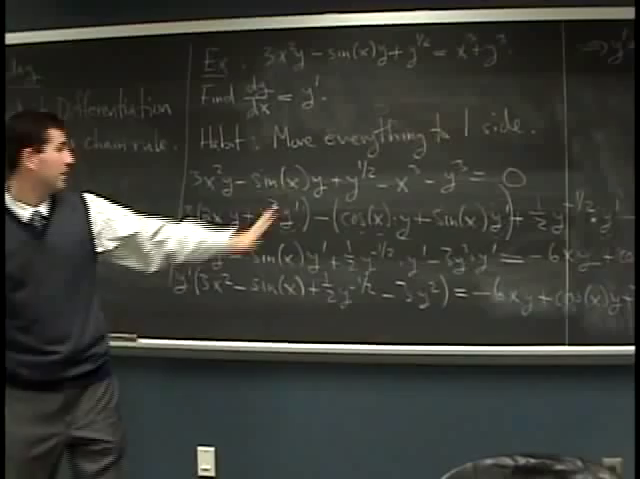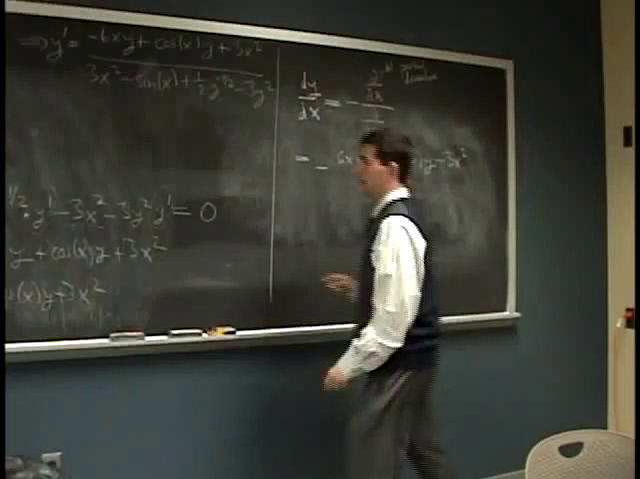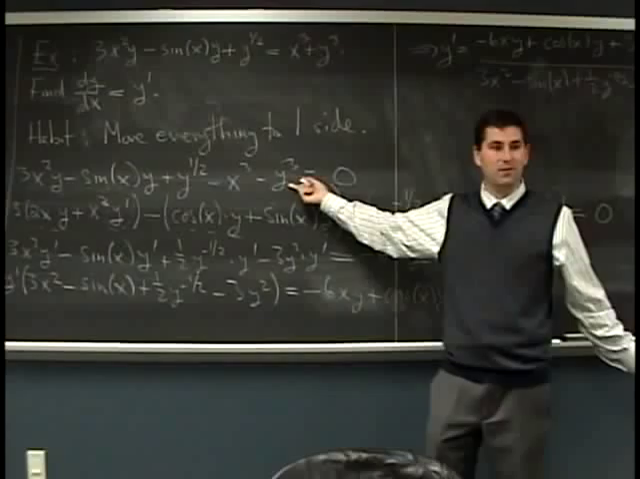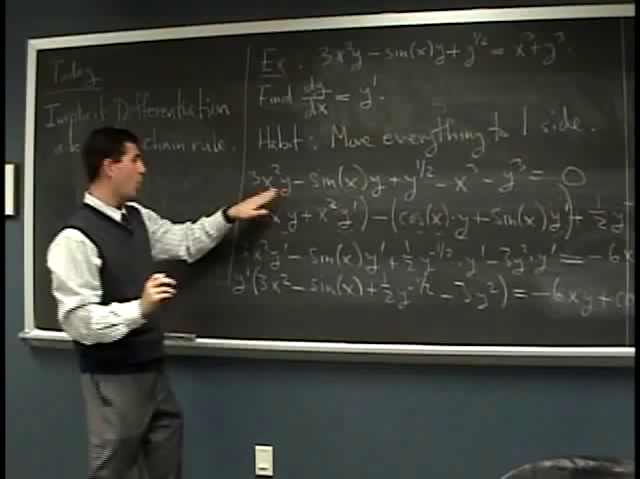Next term, minus x cubed. What's the derivative? Minus 3x squared. Let's write it down. Last term, it's a y cubed, just a constant again. So the derivative is zero. So we don't have to worry about it. Divided by, now we do the whole derivative again, but this time we treat x as a constant. y is now the variable. What's the derivative of 3x squared y?